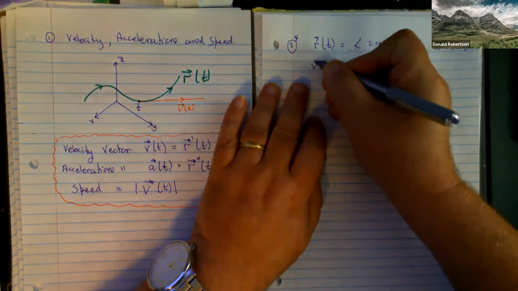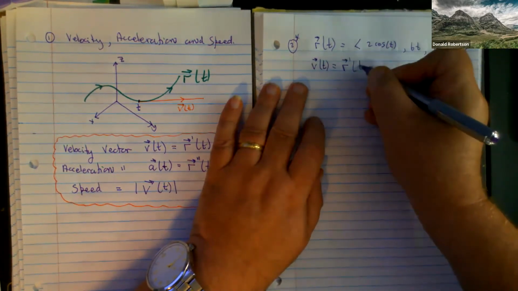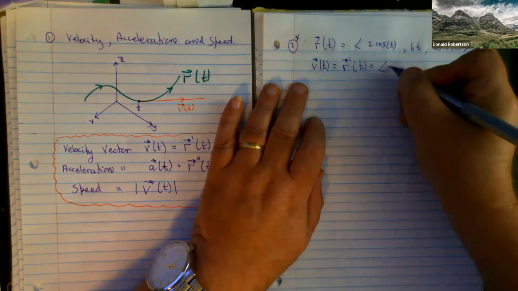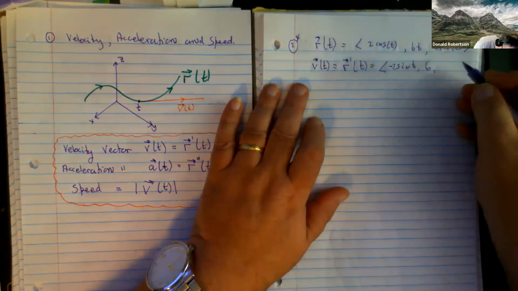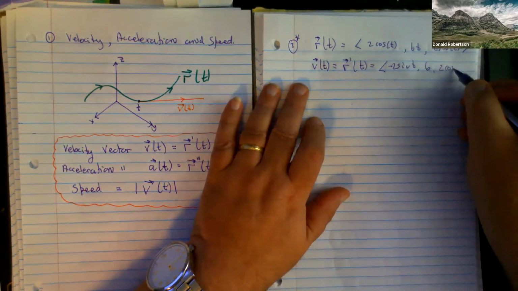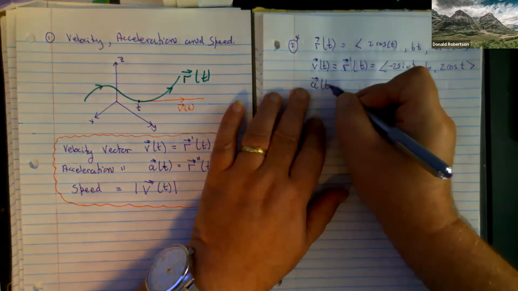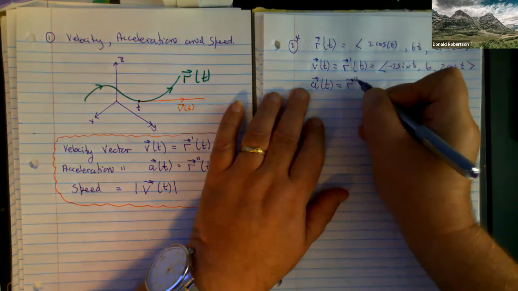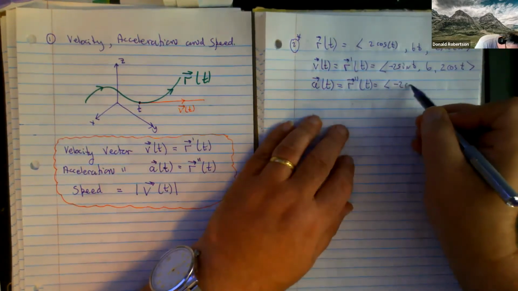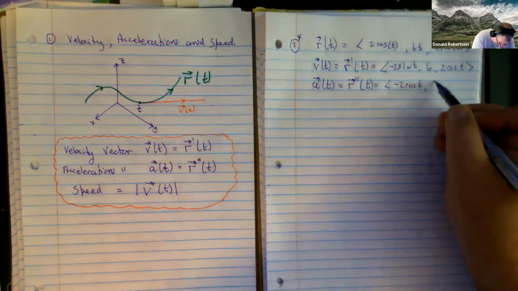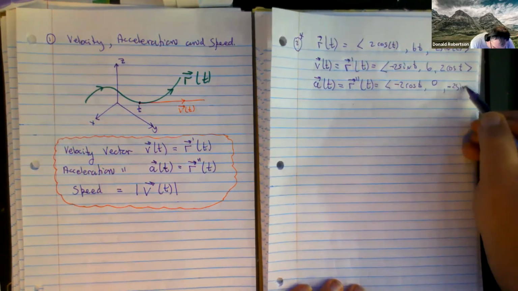So let's get velocity first. It's just the first derivative. And so differentiate a cosine, you get a negative sine. The guy in the middle is 6, and the guy at the end is 2 cosine t's. So that's that done. Acceleration is just the second derivative. If you differentiate -2 sine, you get -2 cosines. If you do a 6, you get 0, and you do that guy, you get -2 sines.